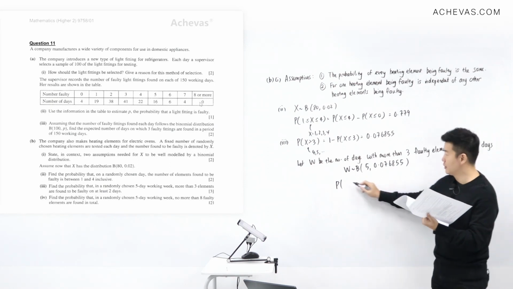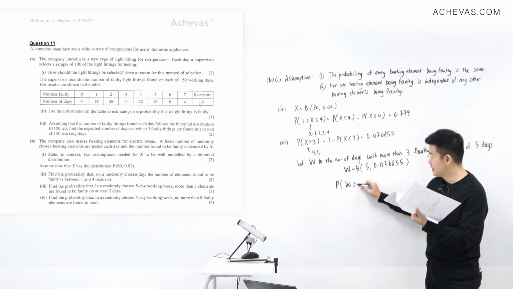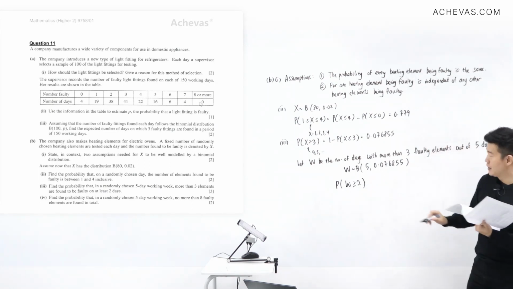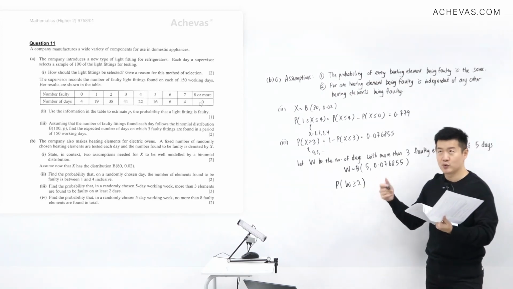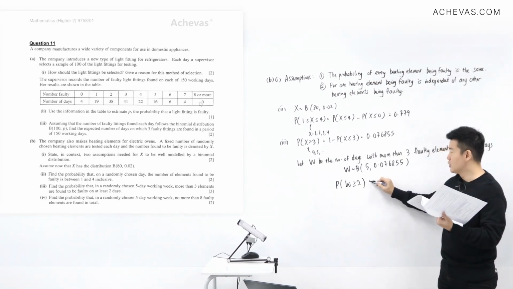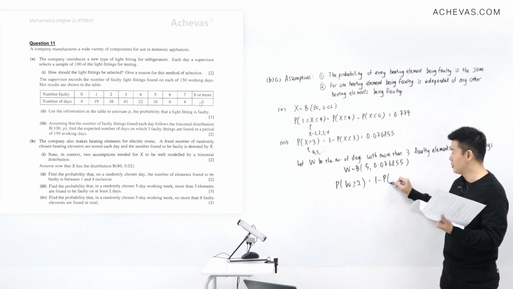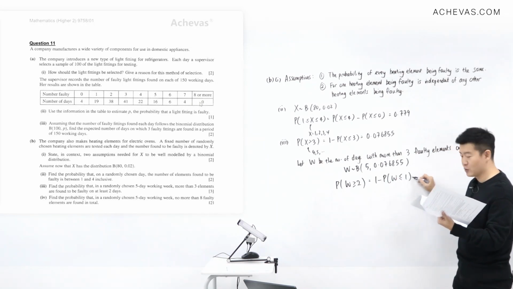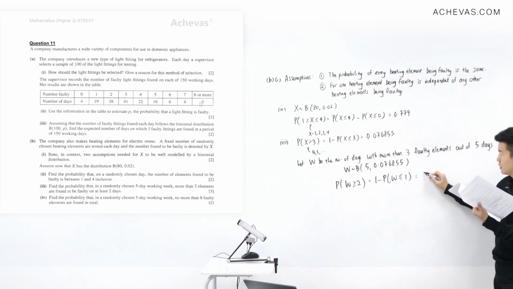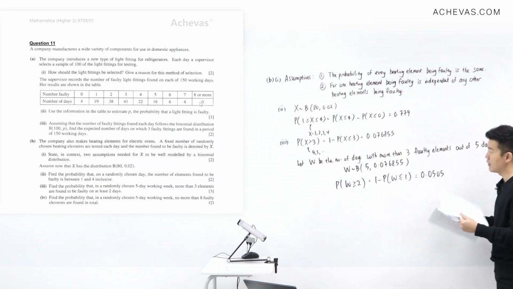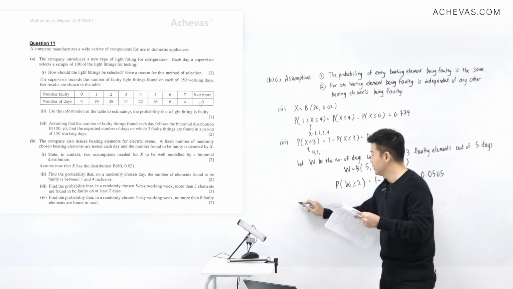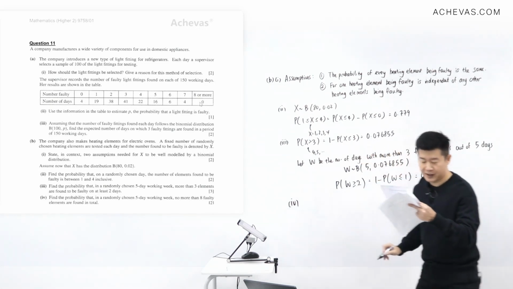And we want to find the probability that there will be at least 2 such days. So we are trying to find the probability that W is more than or equal to 2. To calculate this, W will be 2, 3, 4, 5, and so on. So this is going to be equal to 1 minus the probability that W is less than or equal to 1. Pressing this into the calculator, we'll get 0.0505.